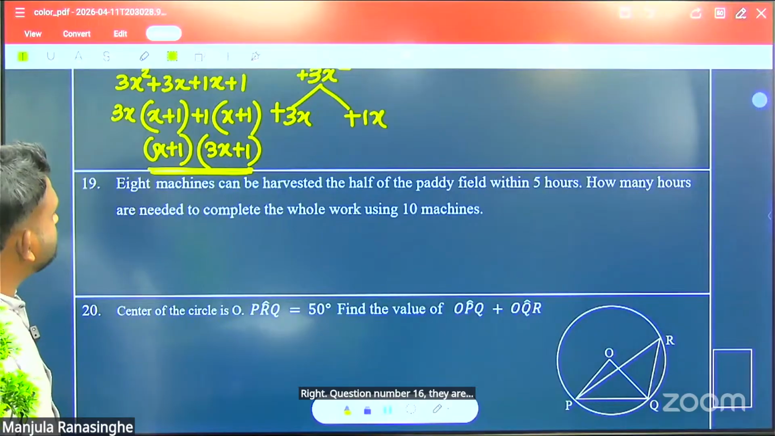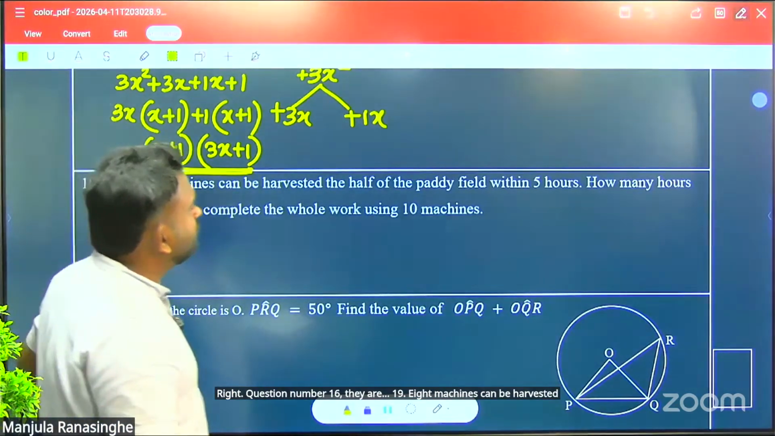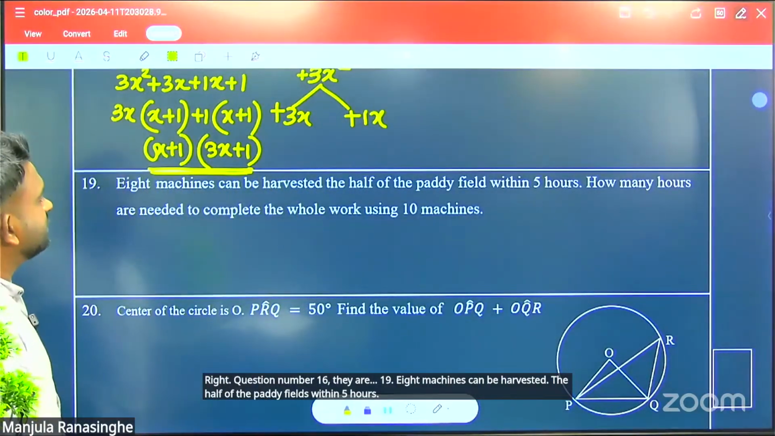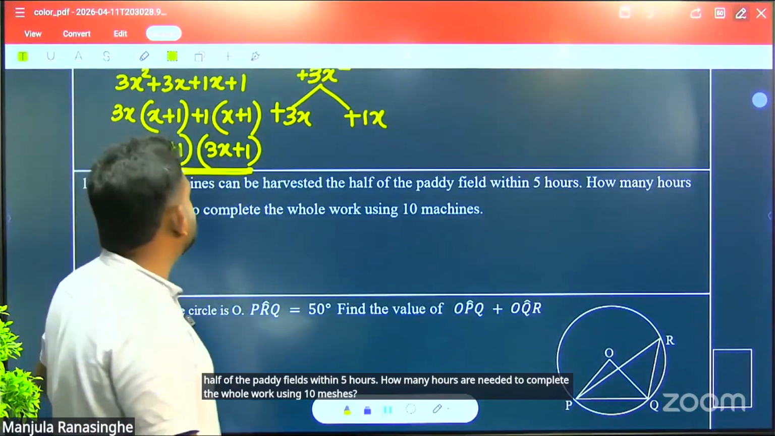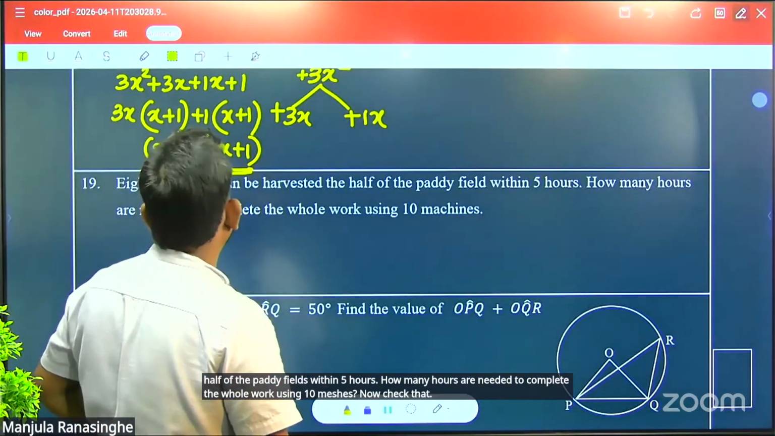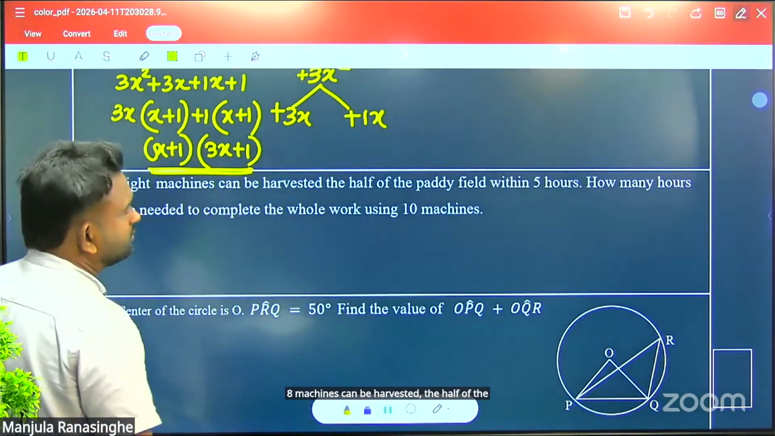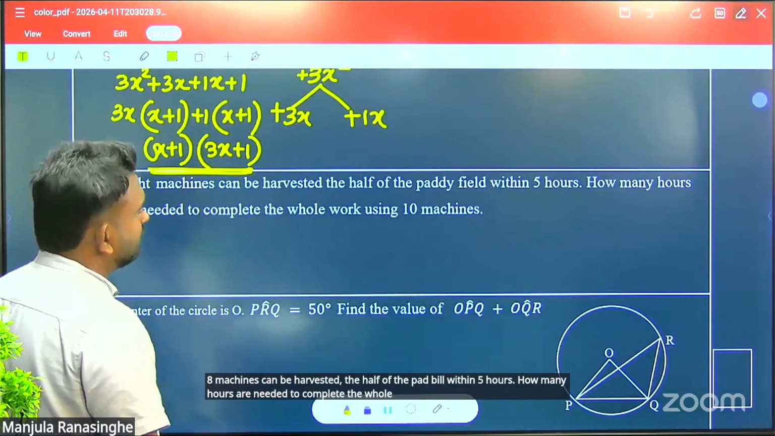Right, question number 19. Eight machines can harvest half of the paddy field within 5 hours. How many hours are needed to complete the whole work using 10 machines? Now check that. Eight machines can harvest half of the paddy field within 5 hours. How many hours are needed to complete the whole work using 10 machines?